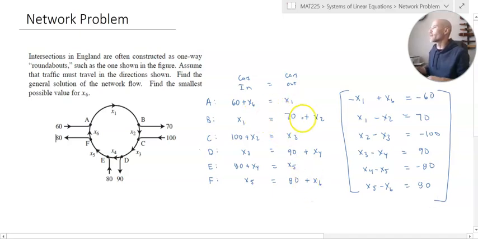So just double checking, make sure we have this all set up correctly, no mistakes. Again, a number of different ways you can subtract things over. It's an equation, so as long as you do the same thing to both sides, this could be, for example, negative x2 plus x3 equals positive 100. That would be totally fine as well.